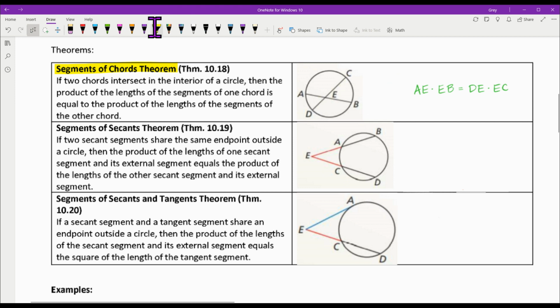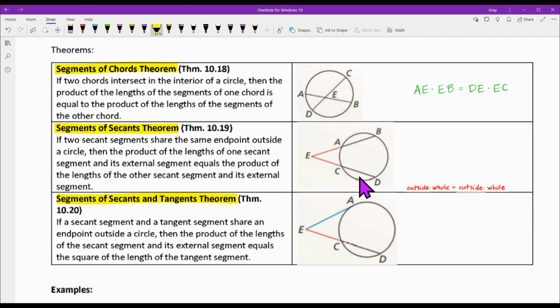Next, we have the segments of secants theorem and the segments of secants and tangents theorem. And I'm going to tell you a way to remember this, so you don't have to remember these two separately. The chords intersect inside the circle, and the products of the parts are equal to each other. But where I have two secants or a tangent and a secant, I want you to remember, and you're going to hear me repeat this over and over: the outside times the whole thing equals the outside times the whole thing.